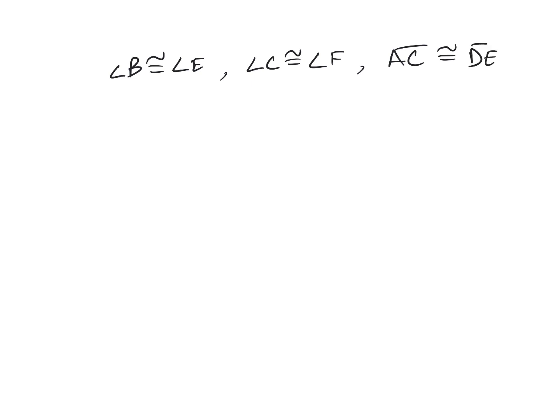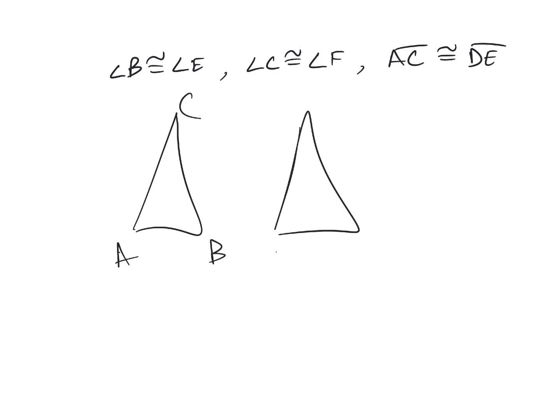Let's do another one. Angle B is congruent to angle E. Angle C is congruent to angle F. And AC is congruent to DE. Okay, again, just draw generic triangles. ABC, DEF. B and E are congruent. C and F. And then AC and DE. Okay?